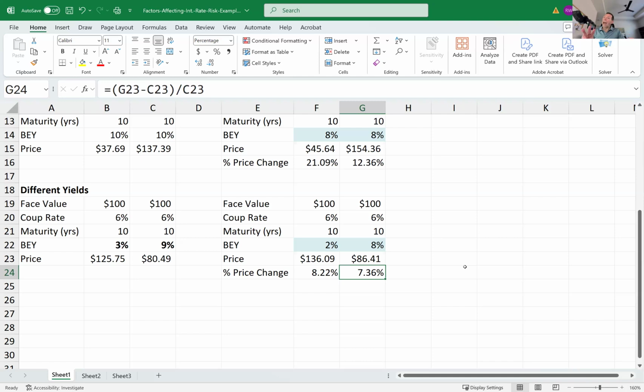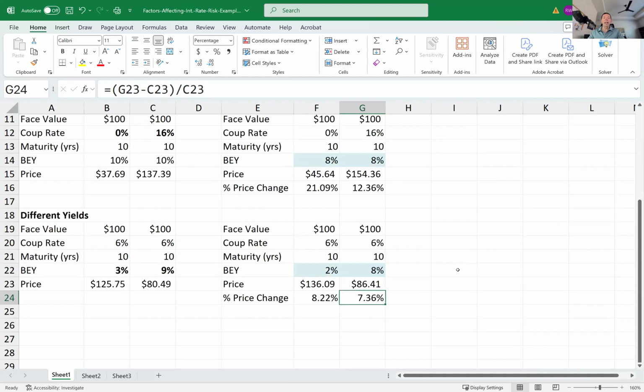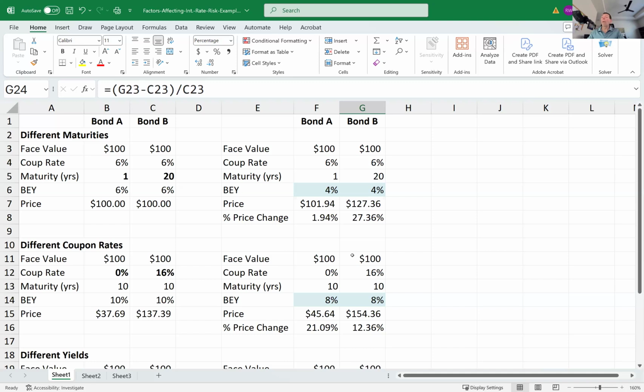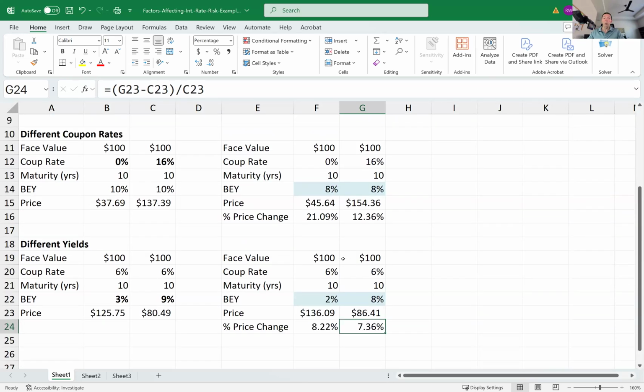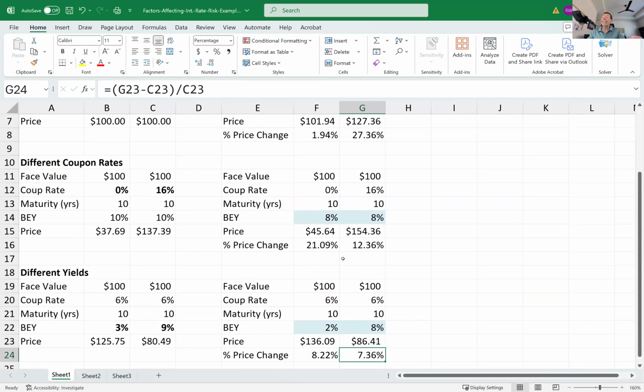So three factors that are going to affect interest rate risk. The biggest one, okay, is going to be maturity. Bonds with longer maturities have more interest rate risk. The second one is going to be coupon rates. Bonds with a lower coupon rate have more interest rate risk. And the third one is the yield on the bond. Bonds with a lower yield are going to have more interest rate risk.